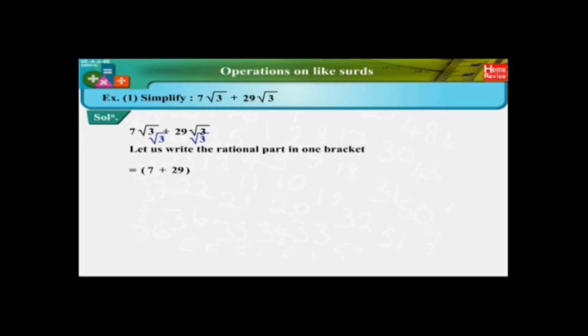Operations on like surds. Mathematical operations like addition, subtraction, multiplication and division can be done on like surds. 1. Simplify 7 root 3 plus 29 root 3. Let us write the rational part in one bracket, then (7 plus 29) root 3, which is equal to 36 root 3.